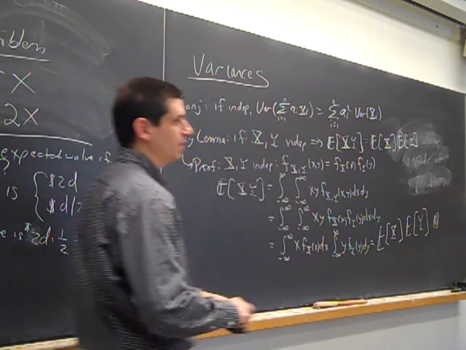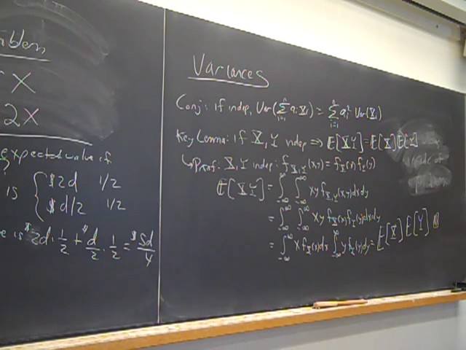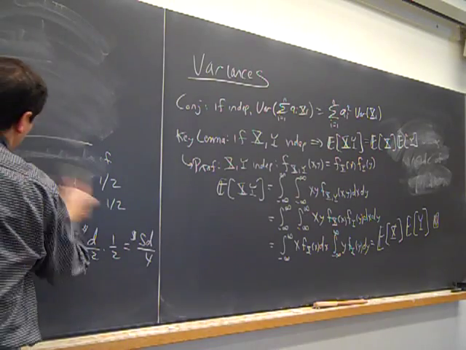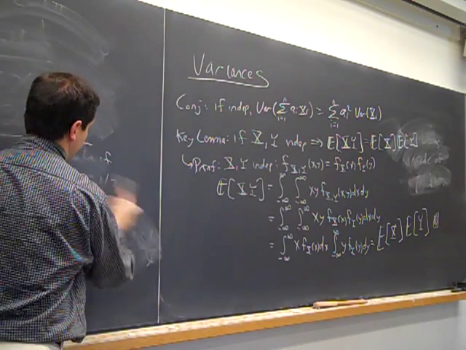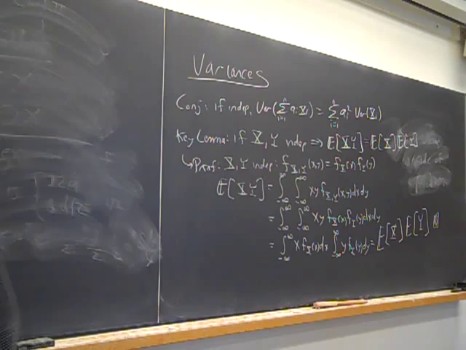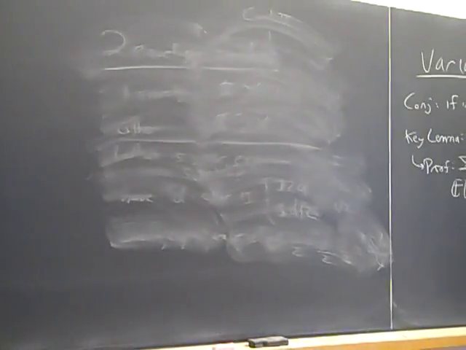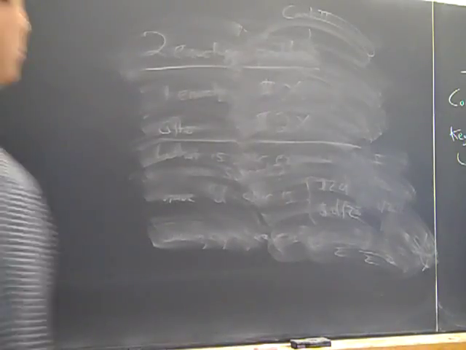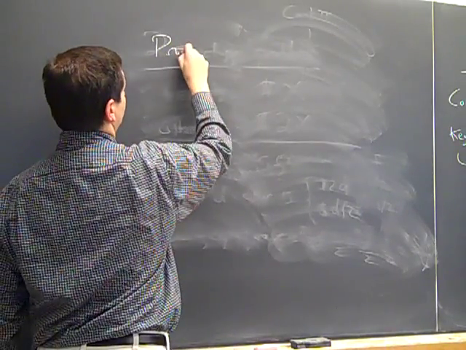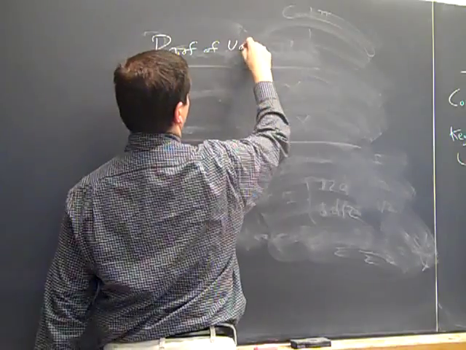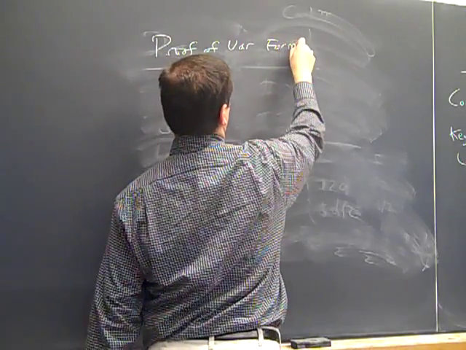So now that we have this, we can turn and look at what's going on for the variance problem, and we can solve it in the special case when all of the variables are independent. The difficulty is when we actually have some dependencies. So, proof of variance formula.